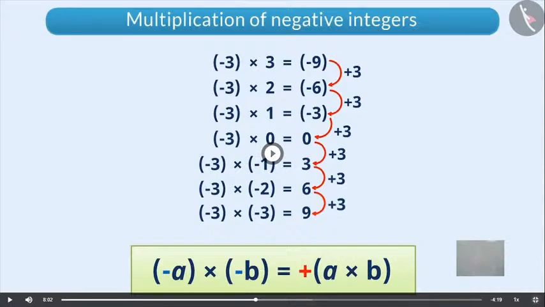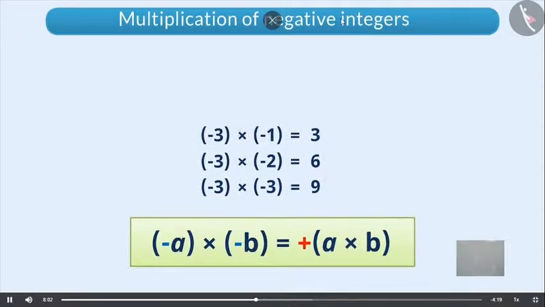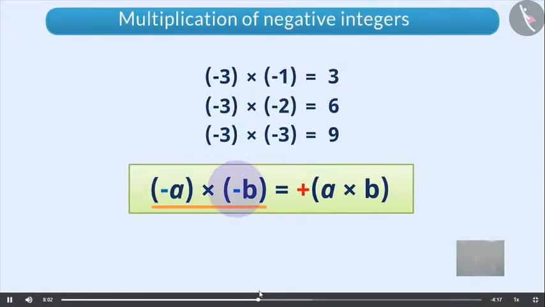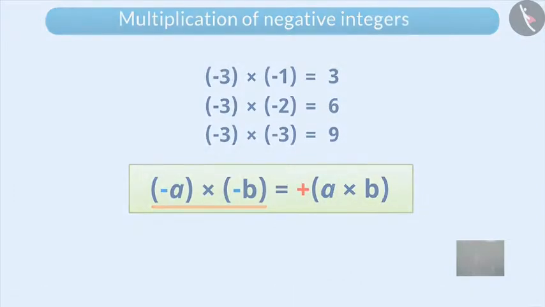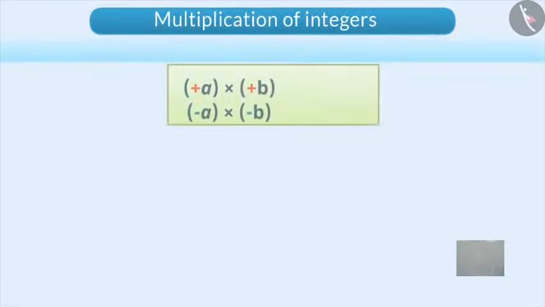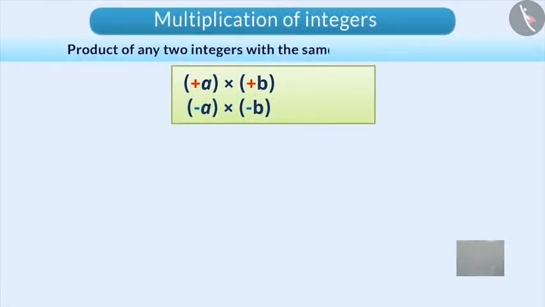The product of two negatives means you are reducing the negative. If we reduce the negative, what result will we get? We will obviously get positive. By this pattern also, you can understand that multiplication of any two negative integers is always a positive integer. Therefore, we can say that the product of any two integers with the same sign is always positive.